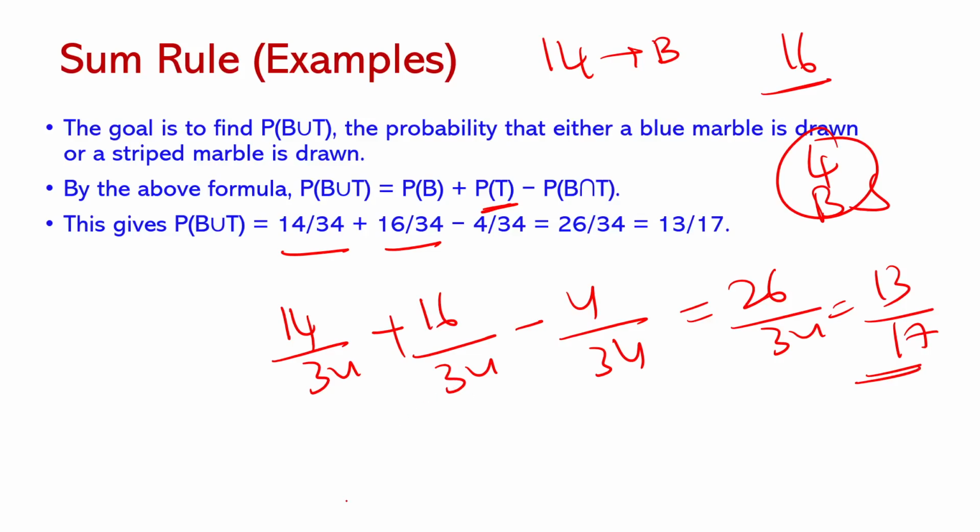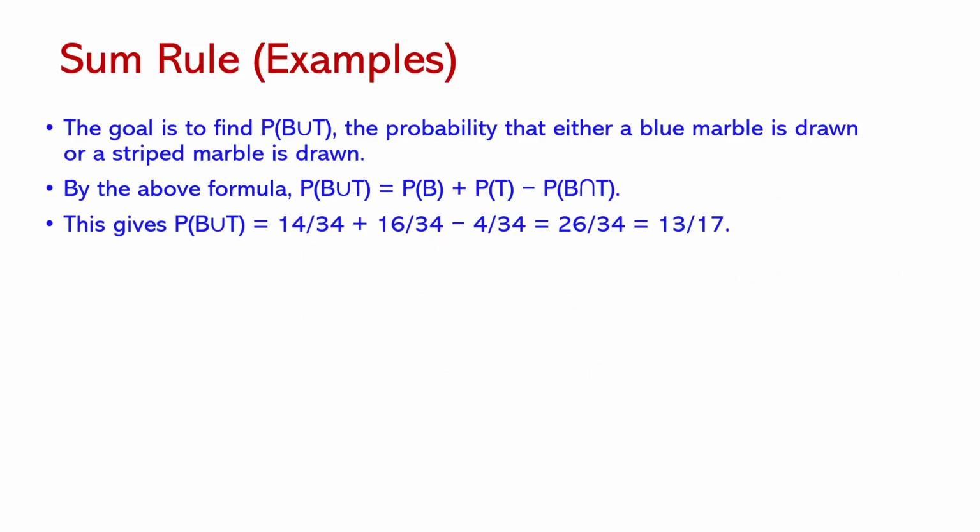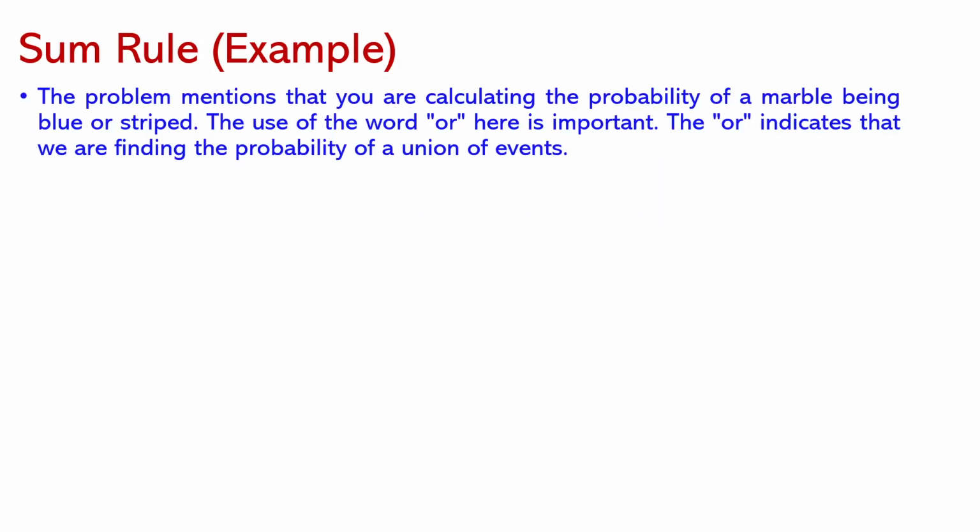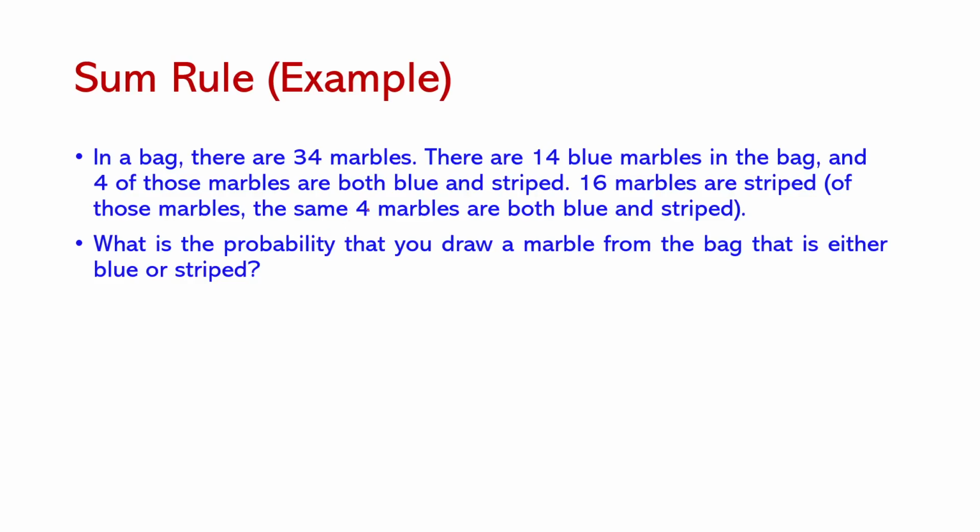So using the sum rule you are trying to find this out. Okay, we should be very careful while choosing whether the events are mutually exclusive or not. From the question itself, it is very clear to us that there are 4 marbles which are both blue and striped. So this gives us an idea about whether they are mutually exclusive or not. So this is about the sum rule.